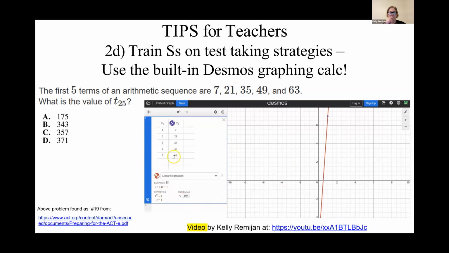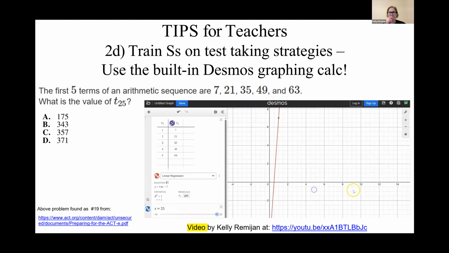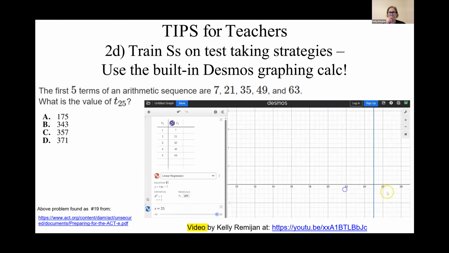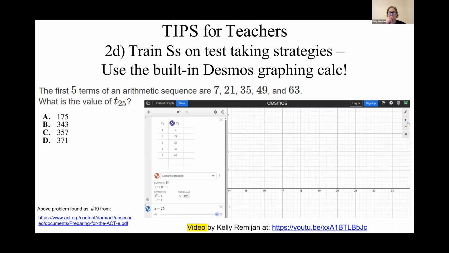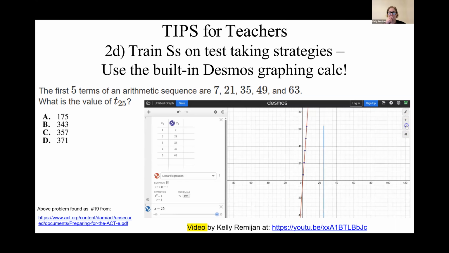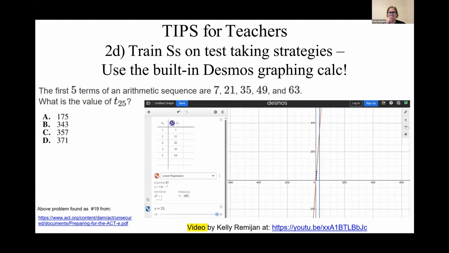Now I want to know what's Y when X equals 25. So I do X equals 25, which is a vertical line, and it's not showing up on my screen. So if I go all the way over here to X equals 25, you'll see that's a vertical line. And I want to zoom out so I can see where the oblique and the vertical line intersect. And it looks like they're going to intersect at X equals 25, Y equals 343.